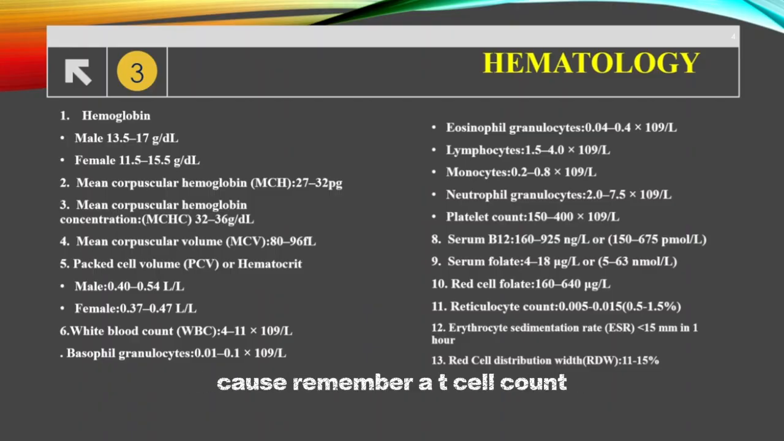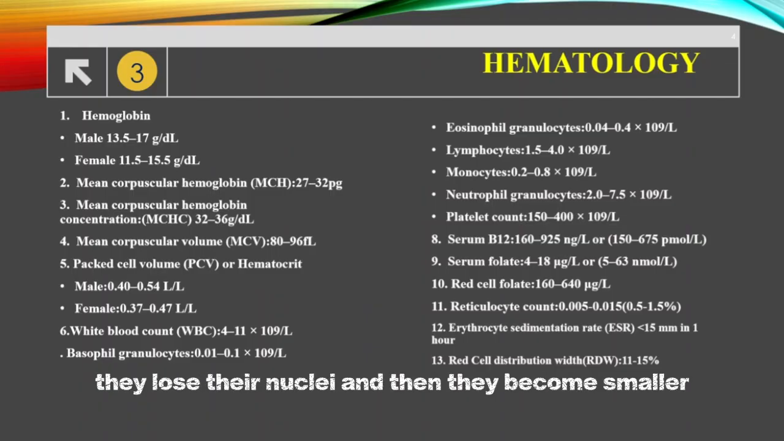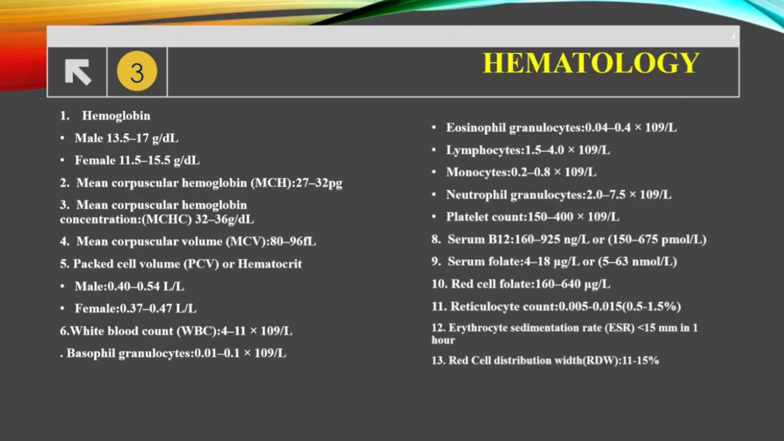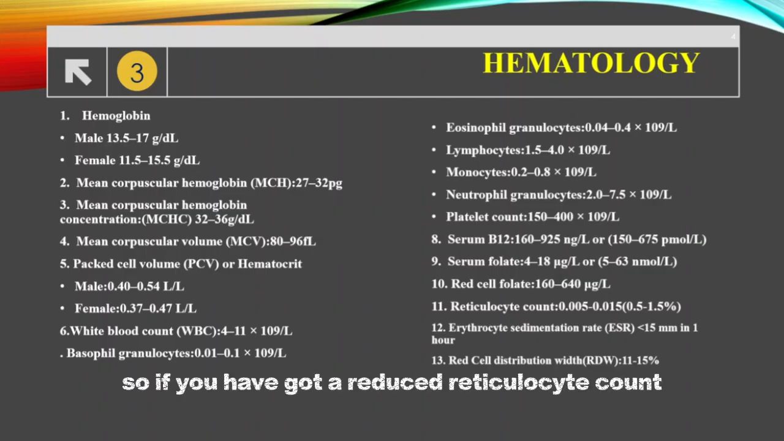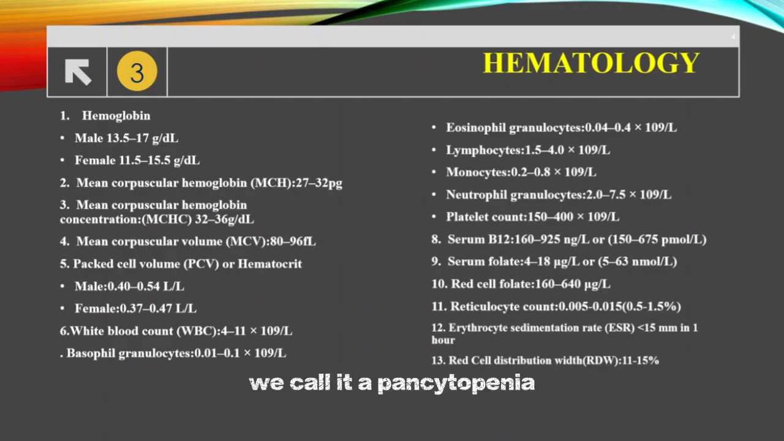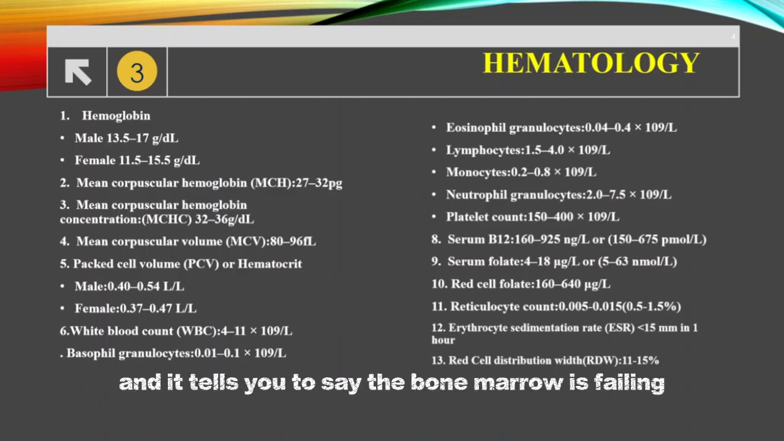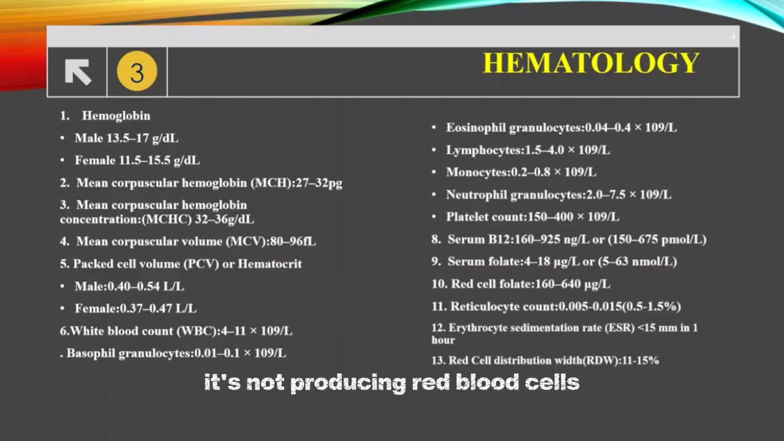Remember, reticulocytes have to undergo a certain phase of maturation before they become normal, mature red blood cells. And remember, the red blood cells are smaller than the reticulocytes because the red blood cells would have lost their nuclei and other organelles. So you need to remember that. If you have a reduced reticulocyte count and all the cells are reduced, we call it pancytopenia, and it tells you the bone marrow is failing; it's not producing red blood cells. So that's also important to remember about the reticulocyte count.